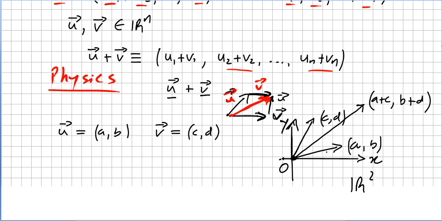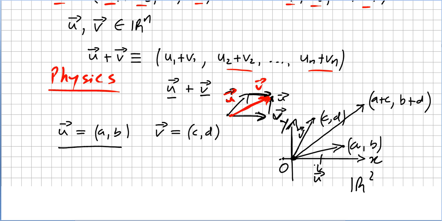And let us say that (a, b) is the endpoint of vector u, and (c, d) is the endpoint of vector v. So this is vector u, and this one is vector v.